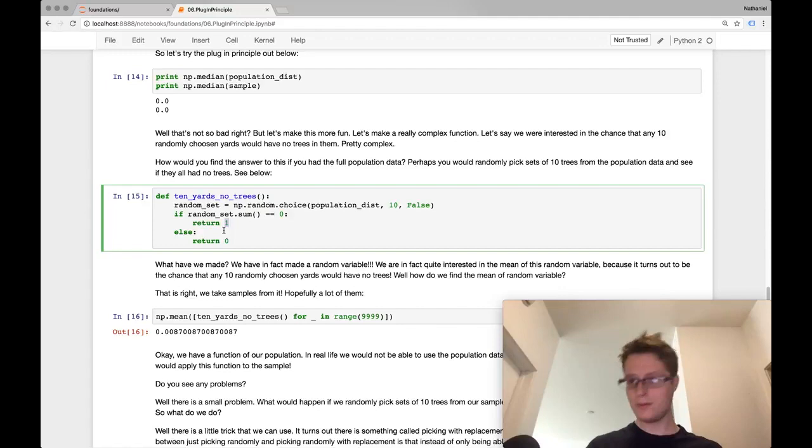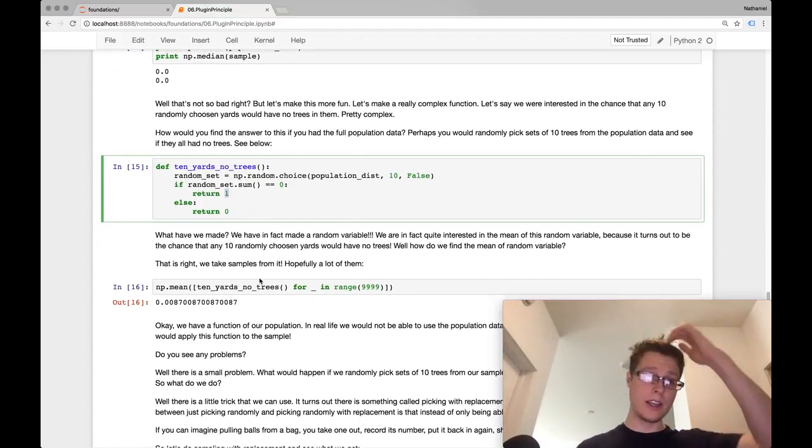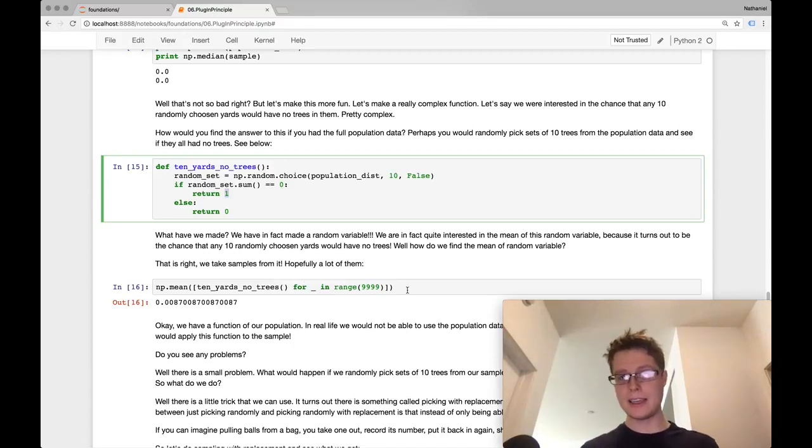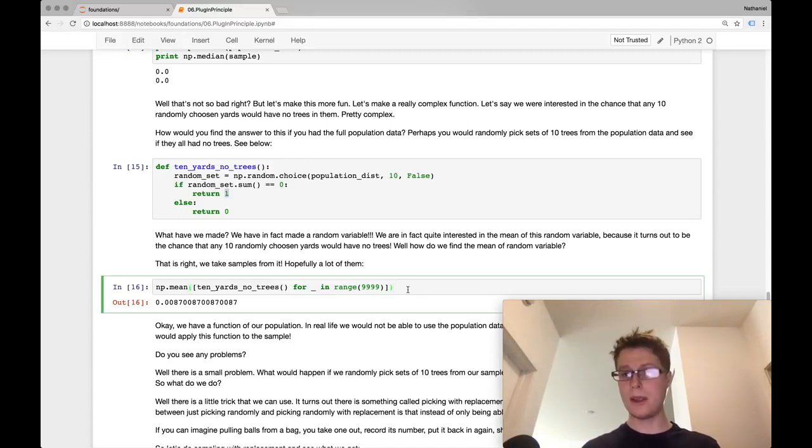So let's sort of run this ourselves. So this is a random variable. We can go ahead and try to find the mean of a random variable by taking lots of samples from it, as we talked about before. And so 10 yards, no trees. I go ahead and I sample this about 10,000 times, and I find the mean. And I go ahead and I get something like 0.8% or 0.9%. That would sort of be like the average number. So this would be the chance that you would sample 10 yards and get no trees back from them.